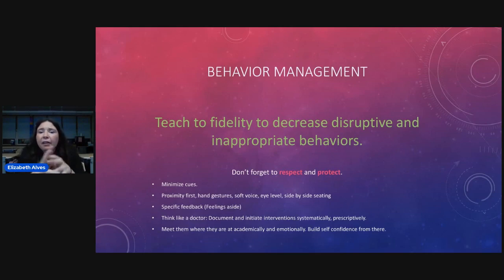So a lot, again, of dealing with the neurodiverse is behavior management. And one of the best ways to avoid disruptive behavior in a classroom is to teach to fidelity, which is sometimes hard to do because there's a lot of constraints that are given to teachers nowadays. And there's a lot to do in a little amount of time. But I'm always going to encourage that you start with teaching to fidelity.